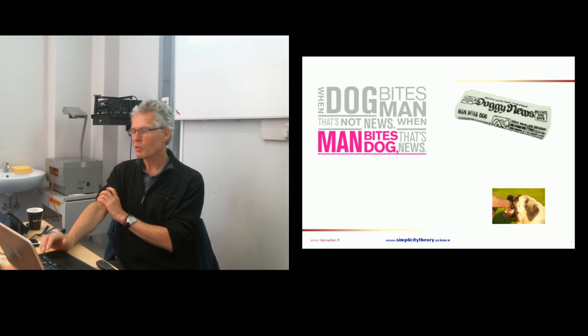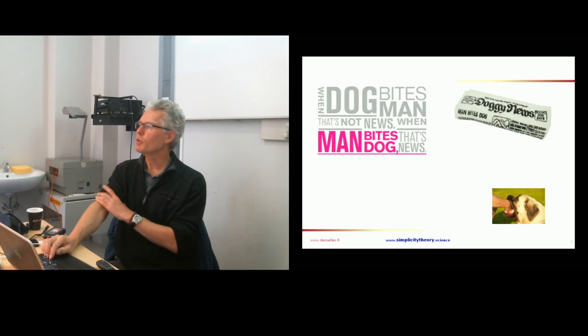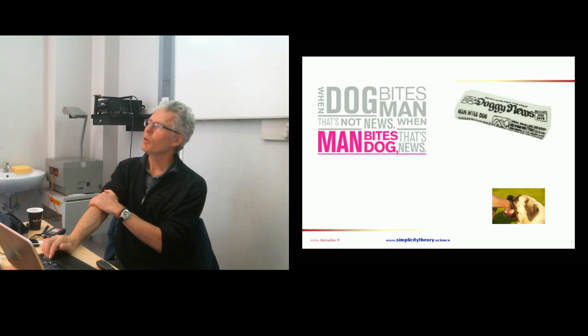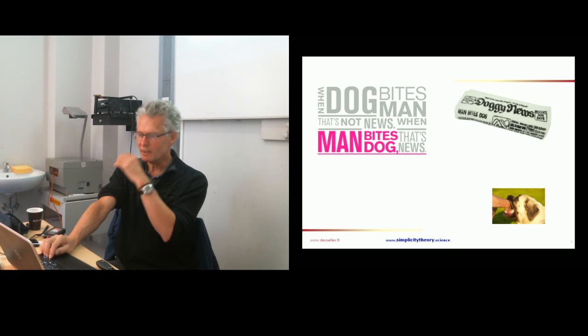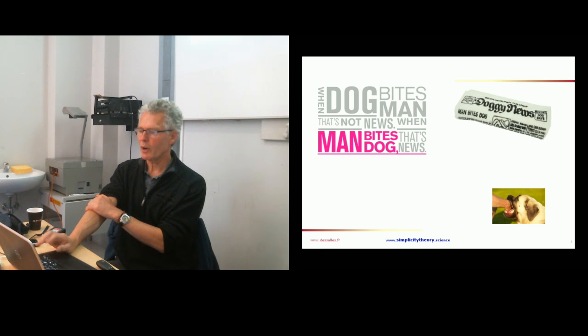What does it mean? We know what raises our interest. We know what we call information. That is very intuitive. What's the link with Shannon's information? Not obvious. What's the link with Kolmogorov complexity? That's not obvious either. So I will show that there is a link, a very strong link.